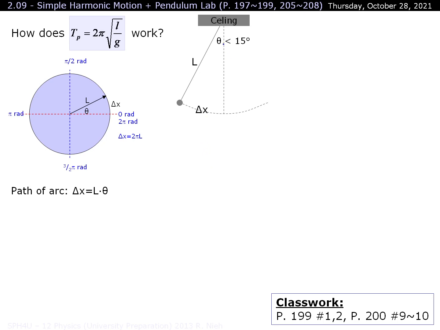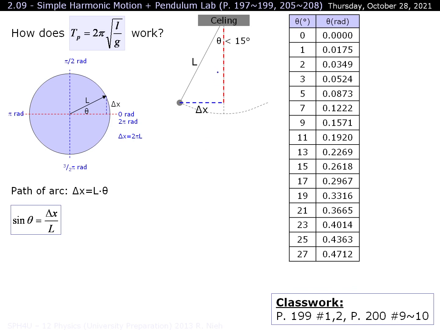Now, if we keep the angle relatively small, then we can approximate the length of x. All right, so sine of theta is equal to the opposite over the hypotenuse. Now, clearly, these two lengths are not the same, but they are roughly the same as long as you keep the angles relatively small.